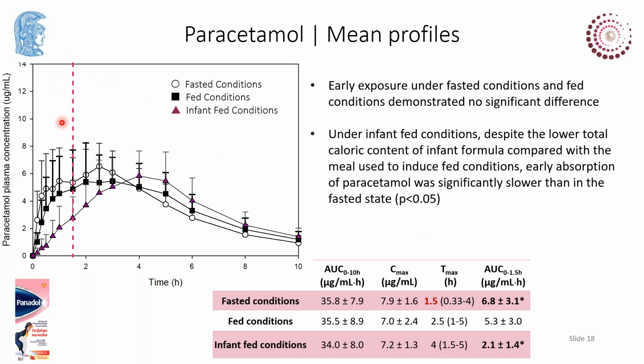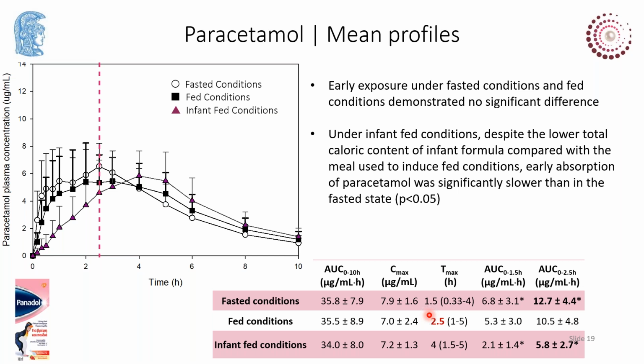Based on partial AUCs calculated based on the Tmax observed in the fasted state conditions, early exposure under fasted conditions and fed conditions demonstrated no significant difference. But under infant fed conditions, early absorption of paracetamol was significantly slower than the fasted state, despite the lower total caloric content of infant formula compared with the meal used to induce fed conditions.